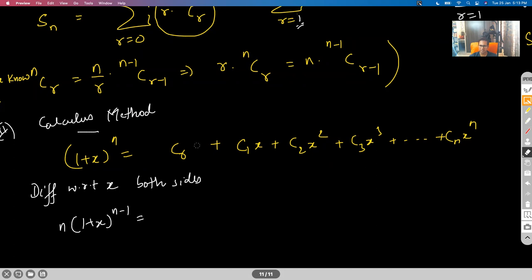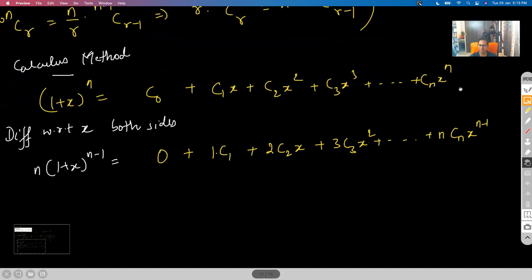Okay. This is going to become a 0. This is going to become 1C1. This is going to become 2C2x, 3C3x square. And this goes on and on till nCn x to the power n minus 1. Okay. Is it fine?